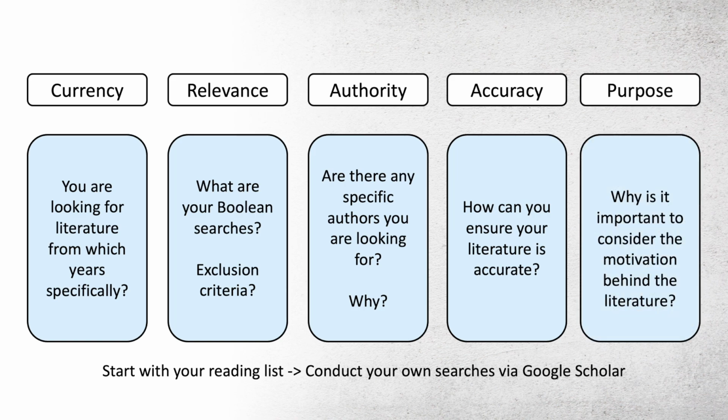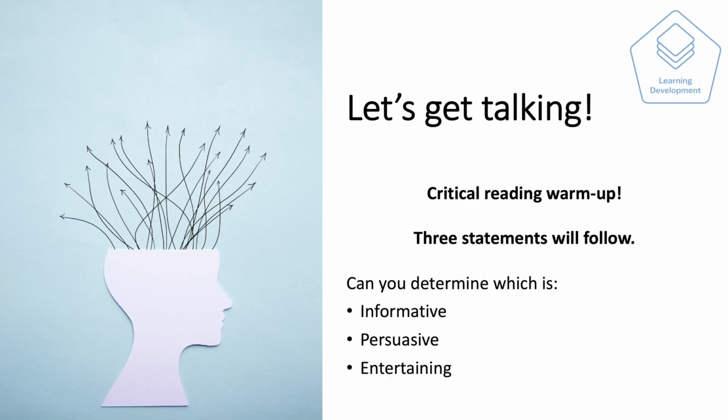And finally, purpose. This is to do with the motivation behind the literature. Why does that piece exist? It might be that there is an element of bias in the article that you're reading, and you have to try and pick that out, because that might give you a basis on which to include an argument in your academic writing. So let's get thinking again.